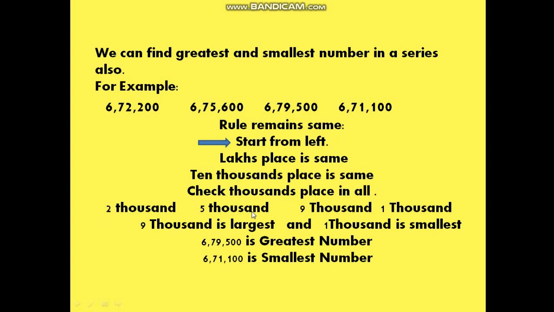2,000, 5,000, 9,000, 1,000. So when we look at these numbers, we can easily make out that 9,000 is the largest number and 1,000 is the smallest number. So the number having 9,000 is 6,79,500. This is the greatest number, and 6,71,100 is the smallest number.